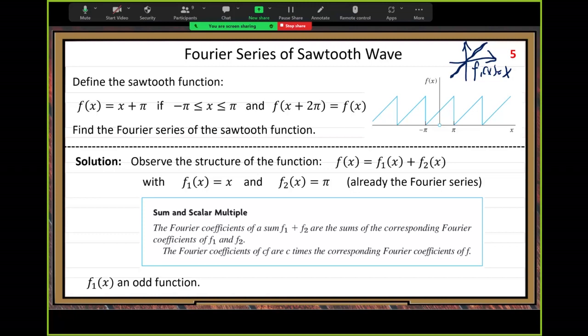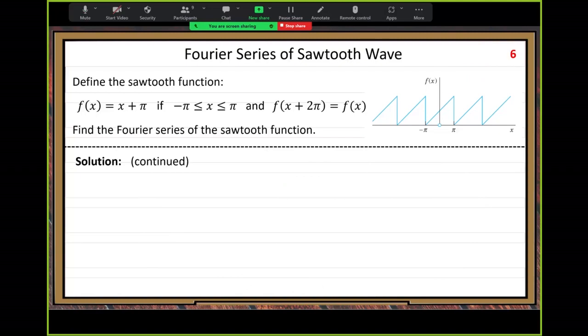If f1 is an odd function, we know all the a coefficients are 0, right? We don't need to calculate the a coefficients. We only need to calculate the b coefficients. So the Fourier series expansion of f1 is like this. Before we calculate the b coefficients, we already know f1 should take this form. So next, we only need to calculate the b coefficients by the formulas. Next, let's calculate the b coefficients for f1.